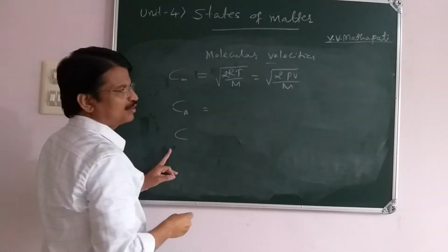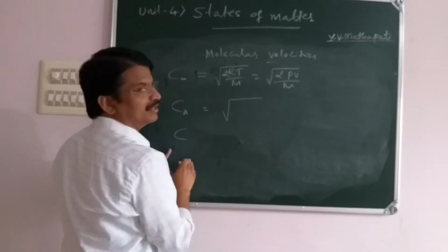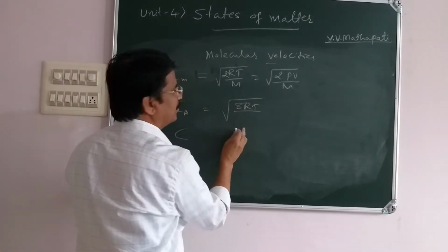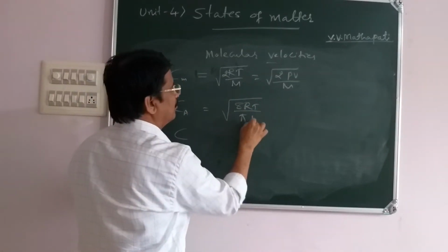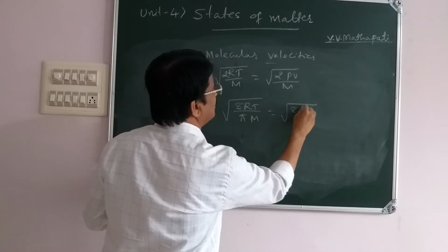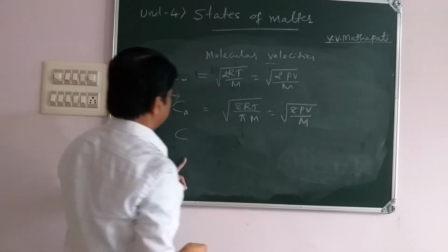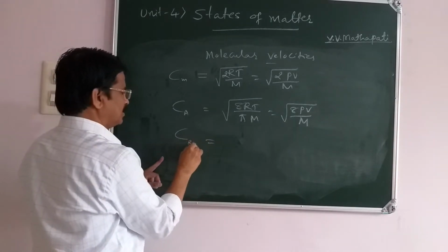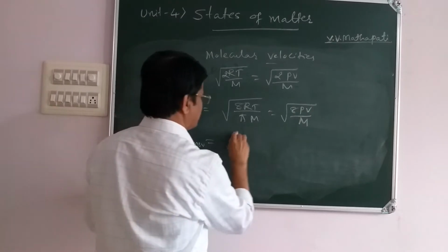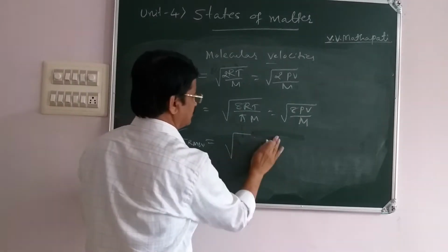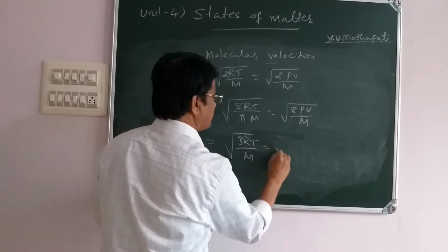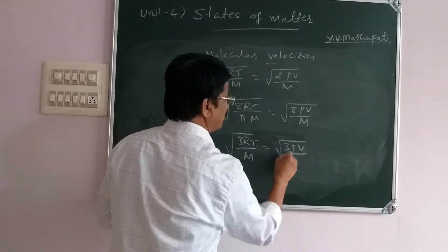Then average velocity equal to square root of 8RT by πM, 8PV by M, and RMS velocity, C RMS velocity equal to square root of 3RT by M, 3PV by M.